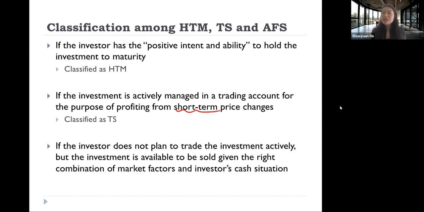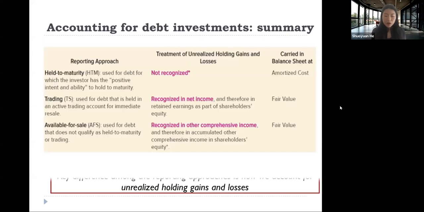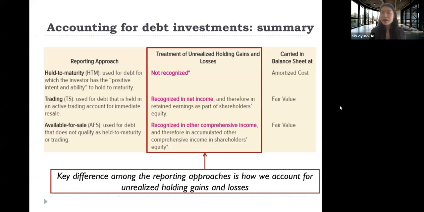And if the investor does not plan to trade them actively, but the investment is available to be sold, given the right combination of market factors and the investor's cash situation, that is classified as available for sale. So that is how we classify a debt security into either held to maturity, available for sale, or trading security. And how we classify a debt investment will affect the accounting treatment for that debt security.